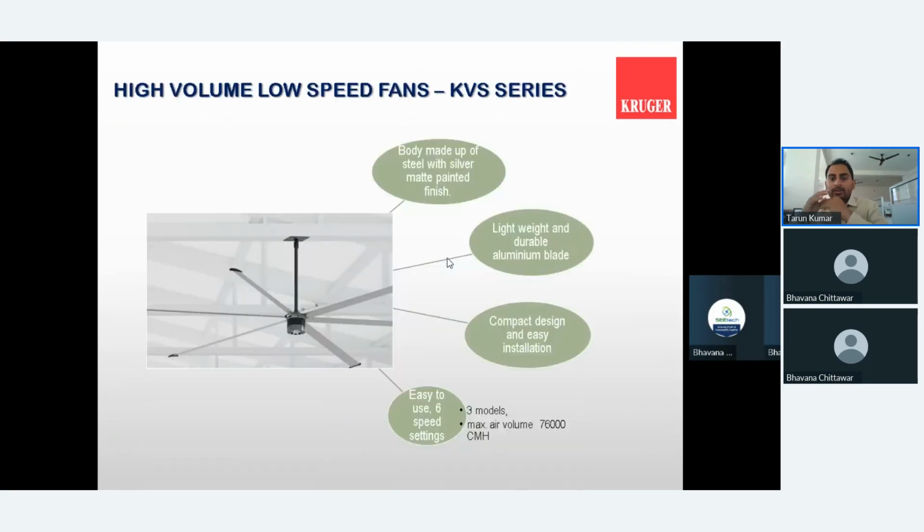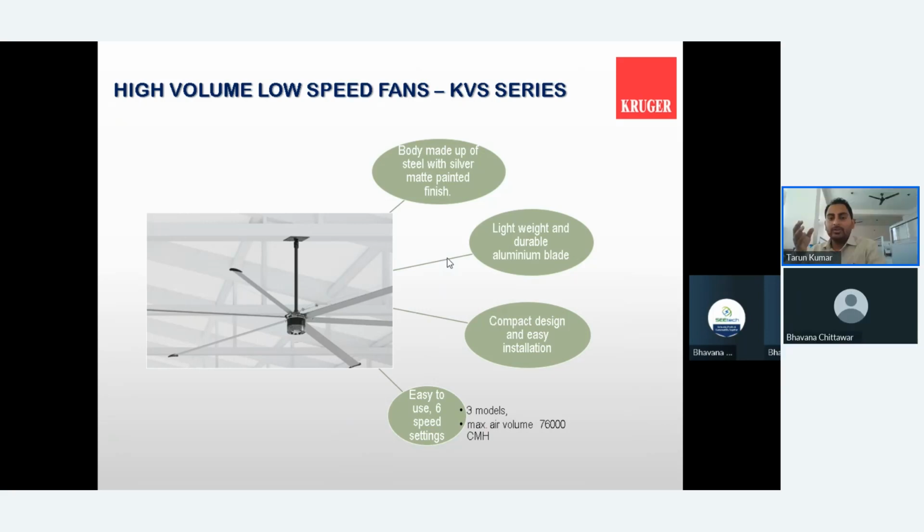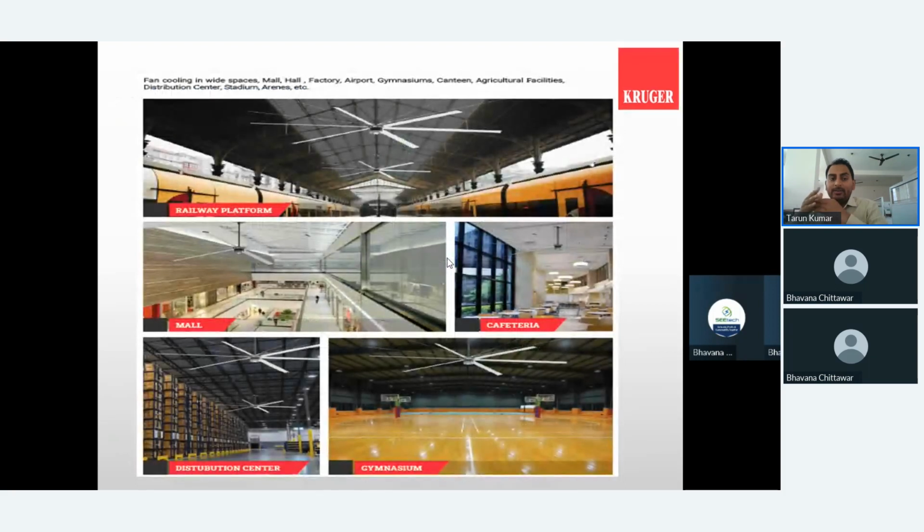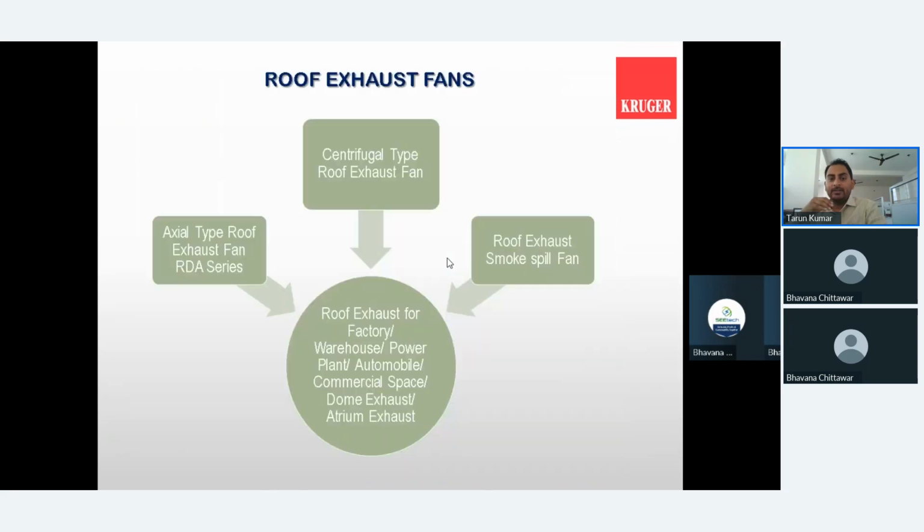Then you can see the HVLS fan. In all factory locations or any workspace, the HVLS fan is nowadays very famous in the market. This is again for comfort cooling, and it can be used for railway platforms, malls, cafeterias, any distribution center, or any gymnasium. It is available up to 7 meter diameter in the market.